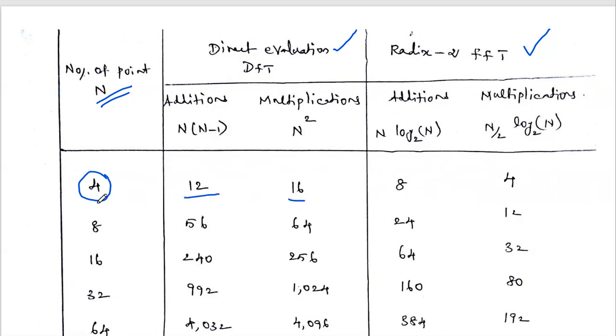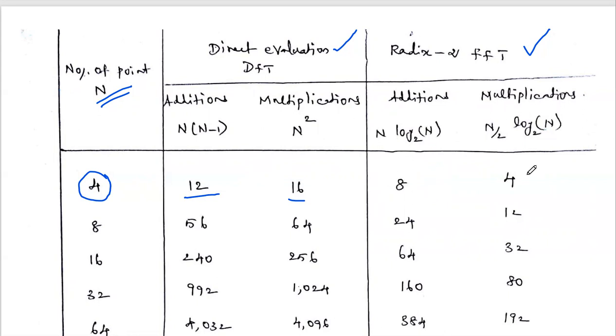Then if you want to perform the same 4-point DFT using the FFT algorithm, the number of additions is n log n to the base 2 and the number of multiplications is n by 2 log n. So the number of additions is 4 into log of 4. Here 4 can be written as 2 to the power 2, so log to the base 2 of 2 squared is 2. So 2 into 4 is 8. This is the answer.